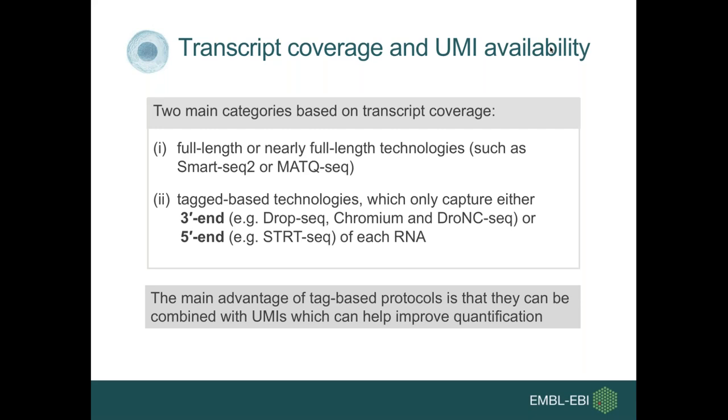Additionally, the tag-based protocols have the advantage that they can be combined with UMIs, which allows us to distinguish sequences coming from the same transcript molecules, which can then help to reduce the amplification noise by allowing almost complete deduplication of the sequence fragments during analysis. So basically, you are able to remove some of the amplification noise by knowing how many reads and which reads came from the same one starting molecule of mRNA.